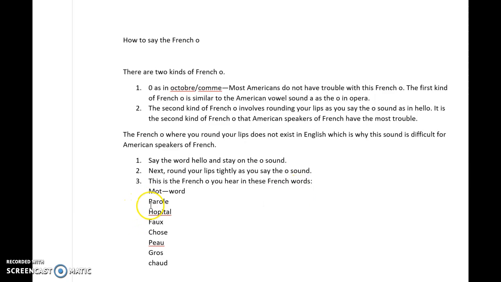Mot, parole, hôpital, faux, chose, pot, gros, chaud. And so as I said these words, you round your lips as you say the O sound.